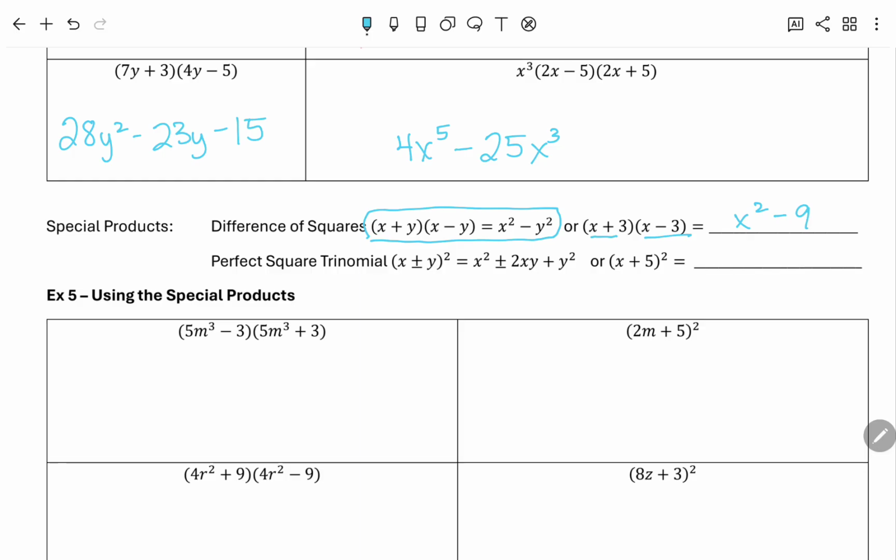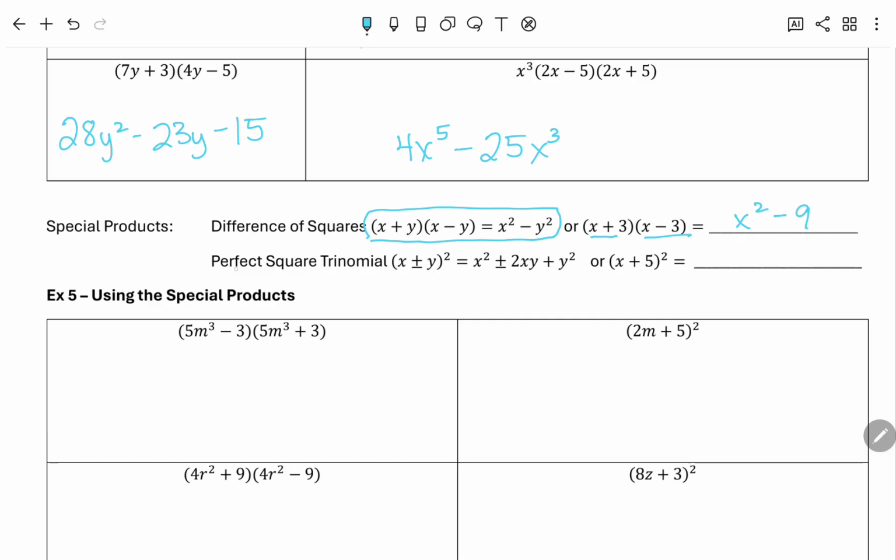Notice that if you take the x and you square it, you take the y and you square it, these two signs are opposite, and here it's a difference. It's called a difference of squares. Notice, difference meaning subtraction, squares because these are both perfect squares. This is a perfect square, x times x. This is a perfect square, 3 times 3.